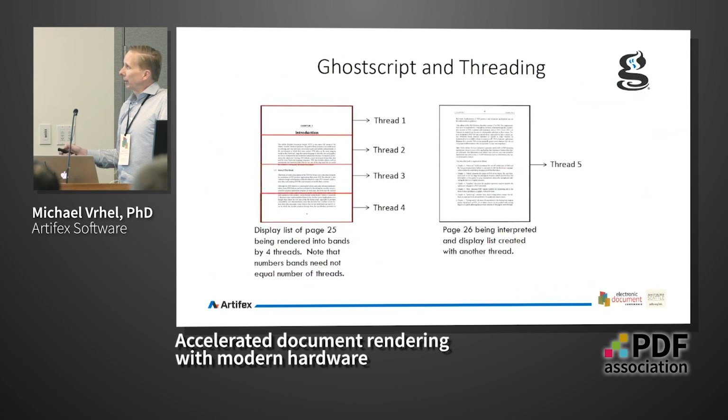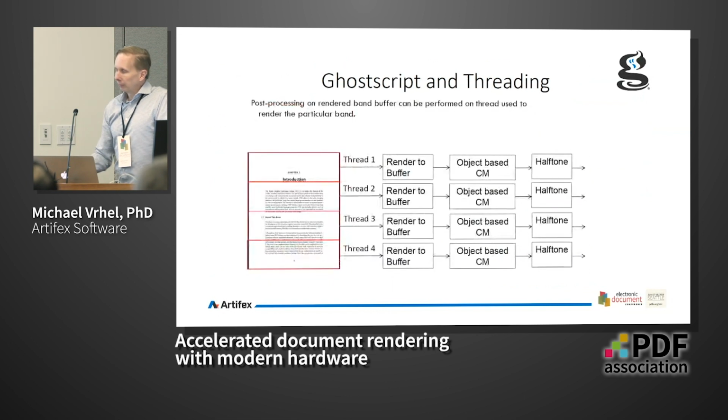With Ghostscript, we can also have the option where while these threads are rendering this particular page 25 of the PDF specification, page 26 can be interpreted and the display list created by another thread. And then in addition, depending on the output device you're going to, you can add in certain operations that the threads will continue to do, for example object-based color management or halftoning, and so these will all occur on separate threads, and so you're getting this parallelization.